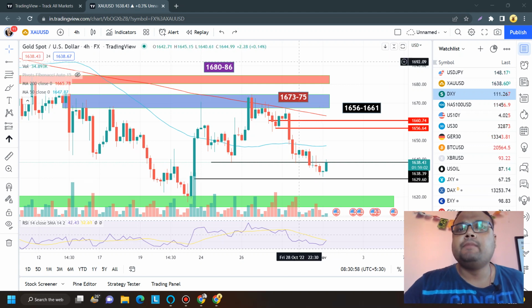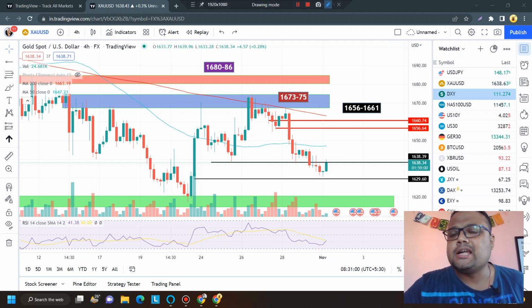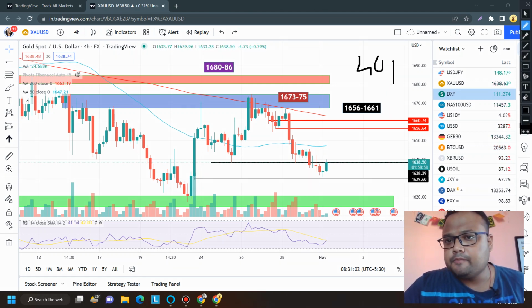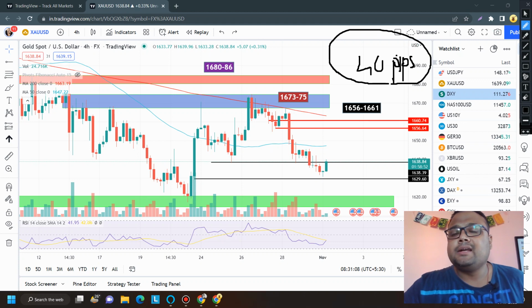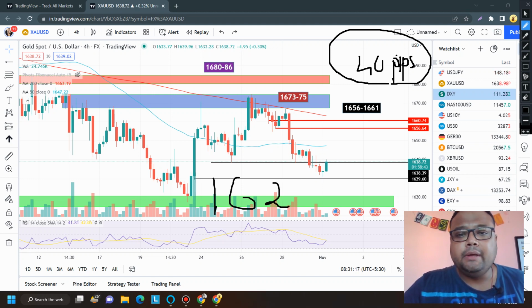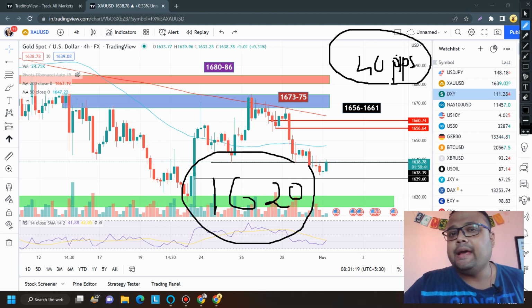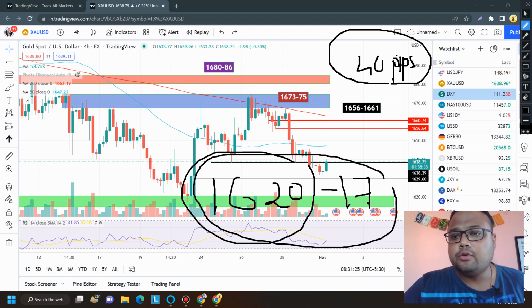What should be the target? At first you should be looking for a target of 40 pips. 40 pips should be your first target. If you see the market continuing the downtrend, then you can continue with the sell position and your next or ultimate target will be 1620, because around 1620 we have the next support for gold. 1620 to 1617 is the next support zone for gold.